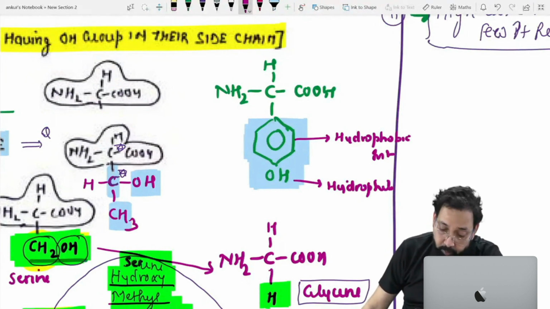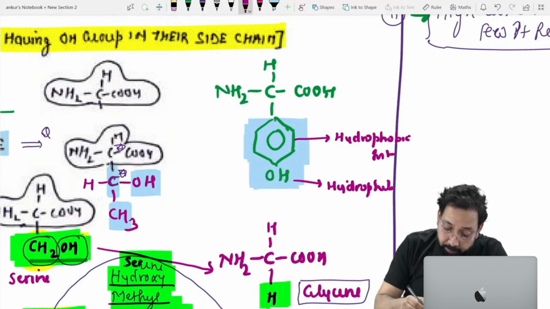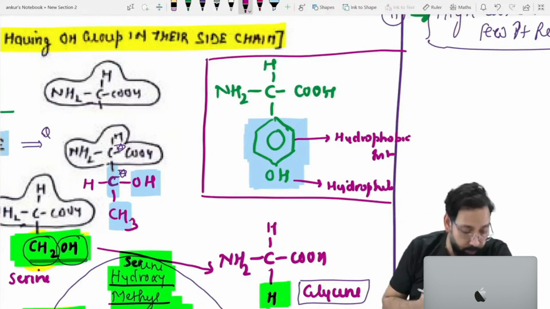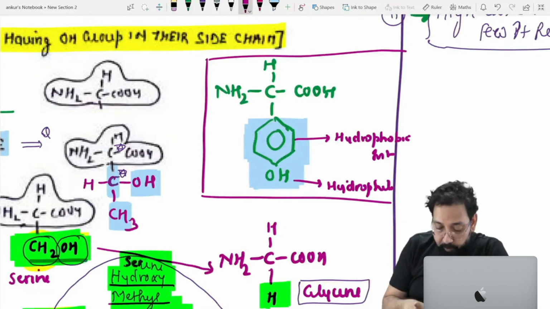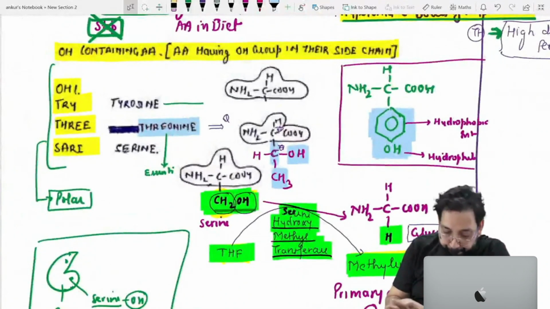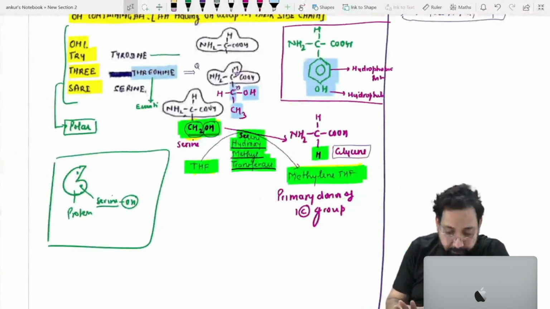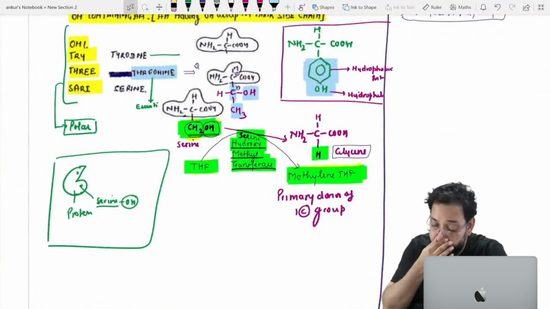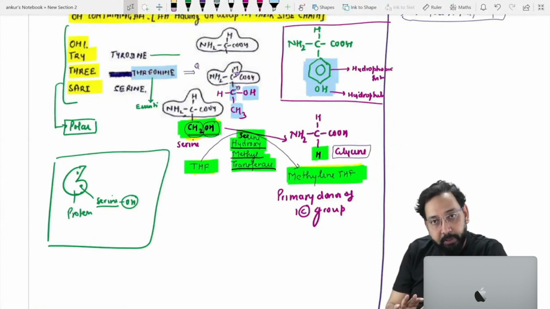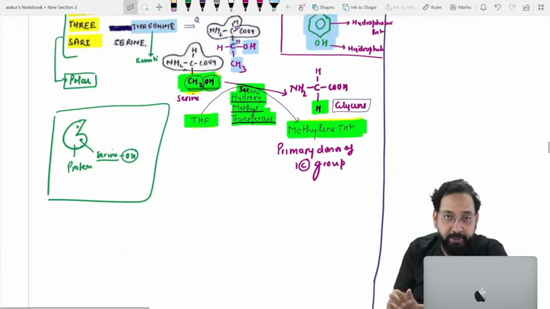Clear? For the time being, even if you forget the structure of tyrosine, I am comfortable. You should be comfortable. Are you retaining this? I know this structure is a little difficult to retain, but if you do it once or twice, you will be able to retain it and solve complicated questions very easily without wasting time, without any mnemonic.